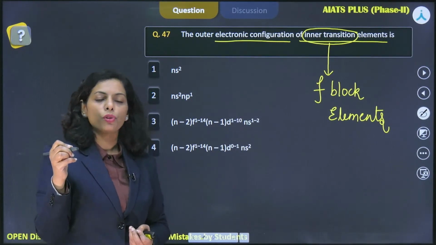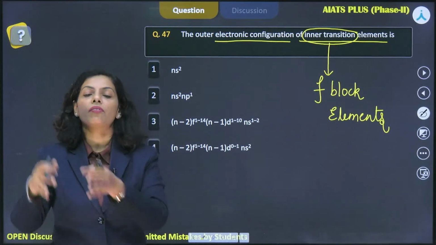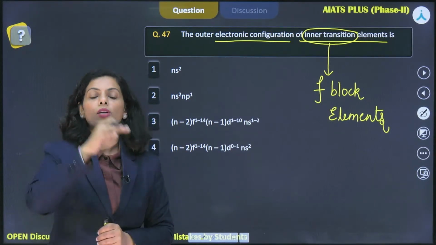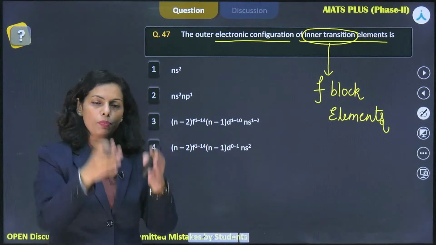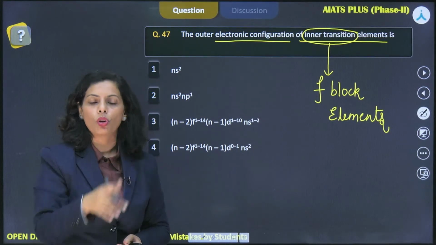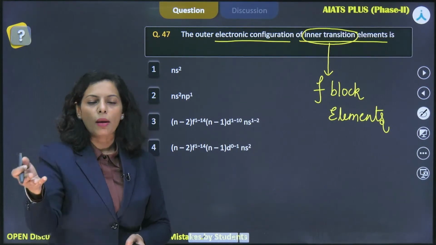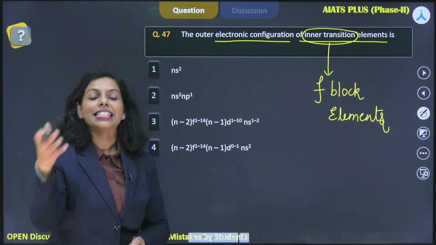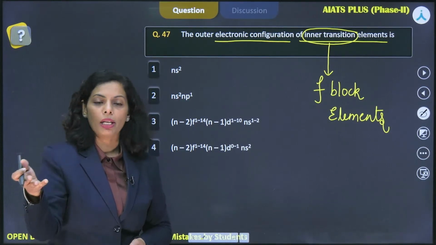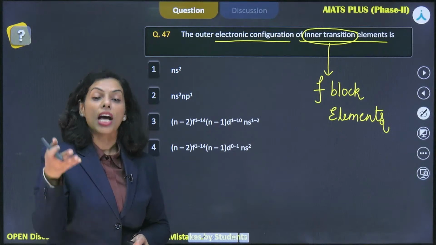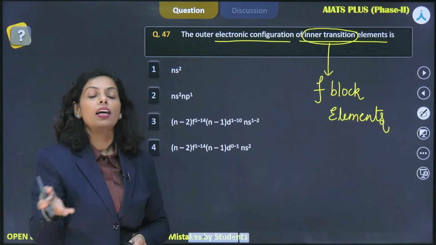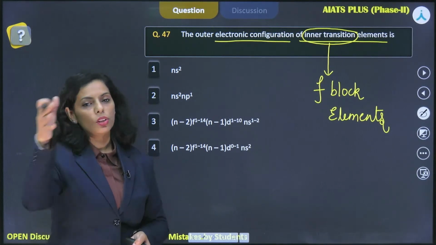P block elements, if you just talk about different groups, have their different names with respect to their first element. Suppose I'm talking about group 13, the boron family, group 14, carbon family, group 15 is known as the nitrogen family. Then we have group 16, chalcogens, the oxygen family, and then halogens we have, and further the noble gases.